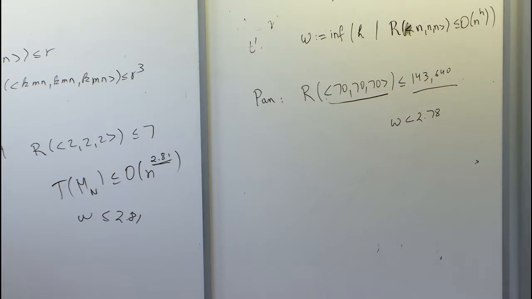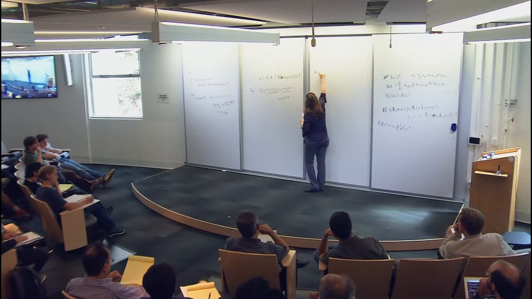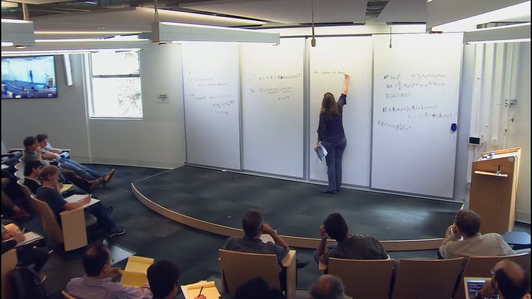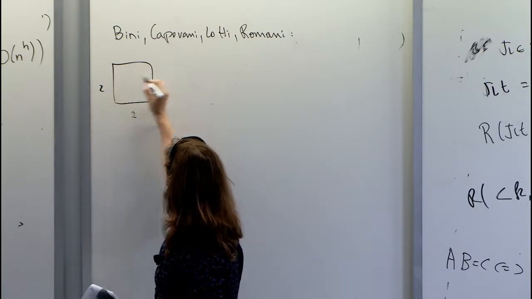Finding the bound, the rank for small matrices is actually a difficult problem, as we've seen before, so a new idea was needed. And this is where, in the last lecture, we mentioned border rank, so this is where border rank comes in. So what did they do? They looked at 2x2 matrix multiplication.